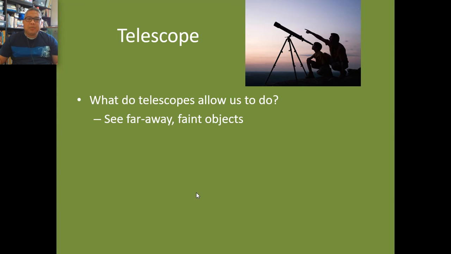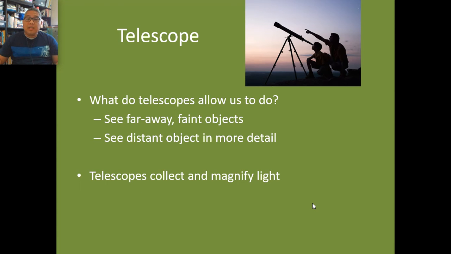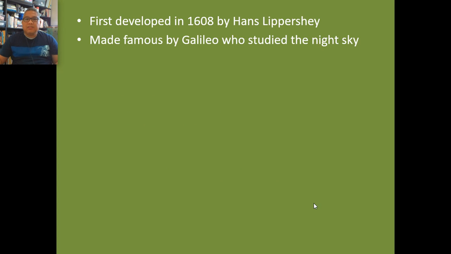Another one is the telescope. What do telescopes allow us to do? Well, we can see far objects, faint objects. It's amazing, like Galileo, one of the first scientists who studied the stars, they used telescopes. We see distant objects in more detail. Telescopes collect and magnify the light, like a magnifying glass. First developed in 1608 by Hans Lippershey, made famous by Galileo, who studied the night sky.